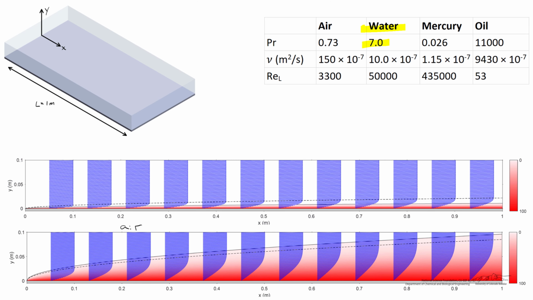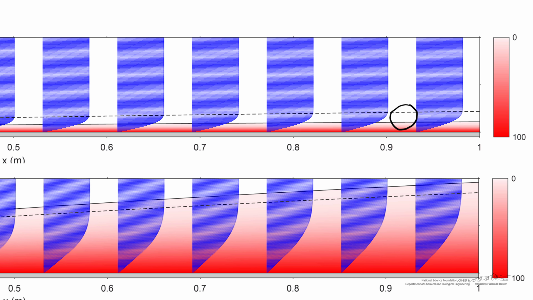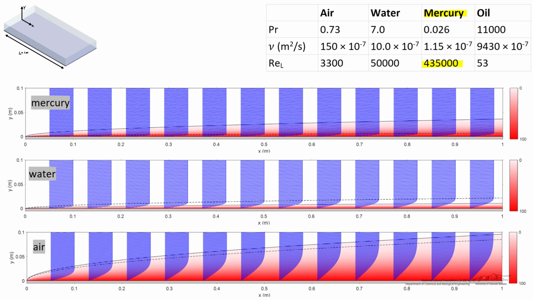Another thing to observe is that the Prandtl number for water is greater than 1. The Prandtl number is 7 as opposed to air, which had a Prandtl number that was less than 1. Compare the relative thicknesses. Here's for water, the momentum boundary layer is thicker than that of the thermal boundary layer, and here it is for air, the momentum boundary layer is thinner than that of the thermal boundary layer.